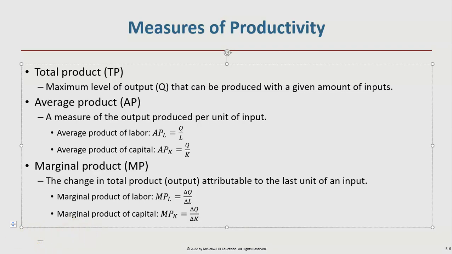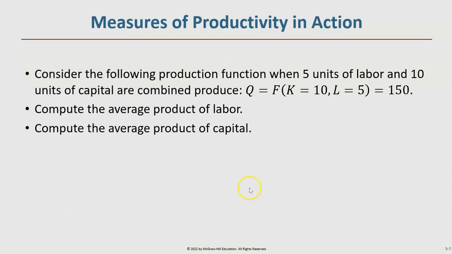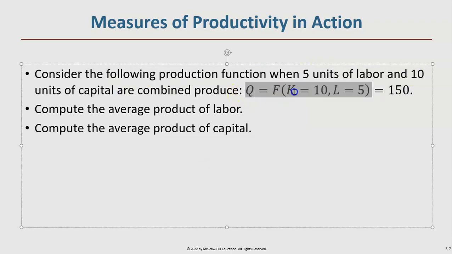Okay, so here's measures of productivity in action. Here's a simple numerical example. Imagine we've got a production function where we have 5 units of labor and 10 units of capital. Okay, we just have an implicit functional form here. And we have 150 units of output. Okay, so what's the average product of labor? What's the average product of capital?